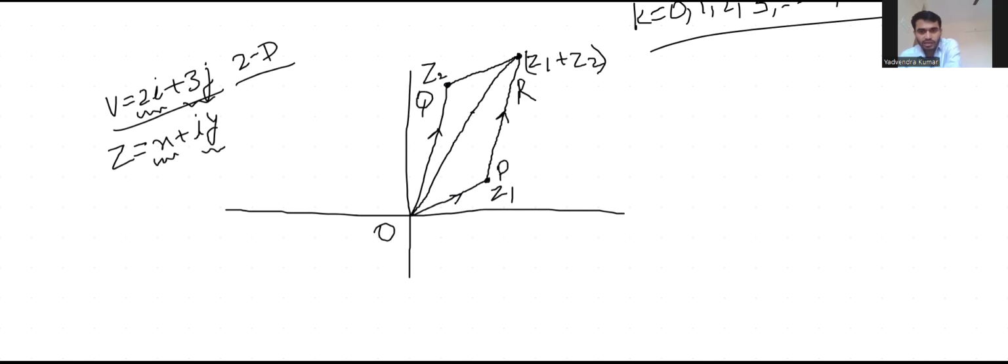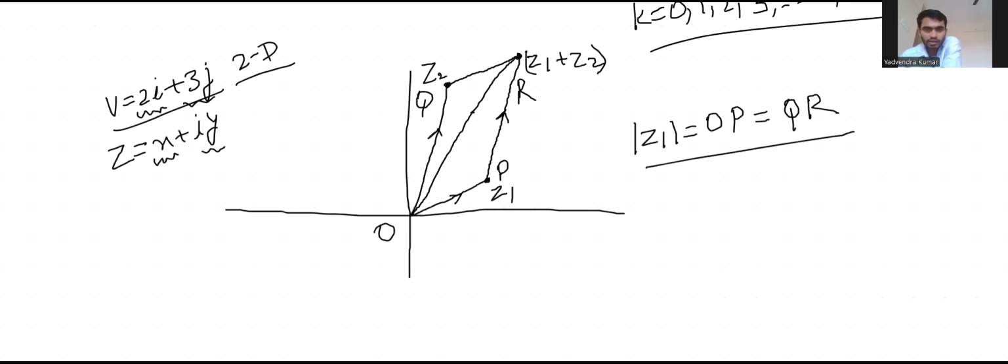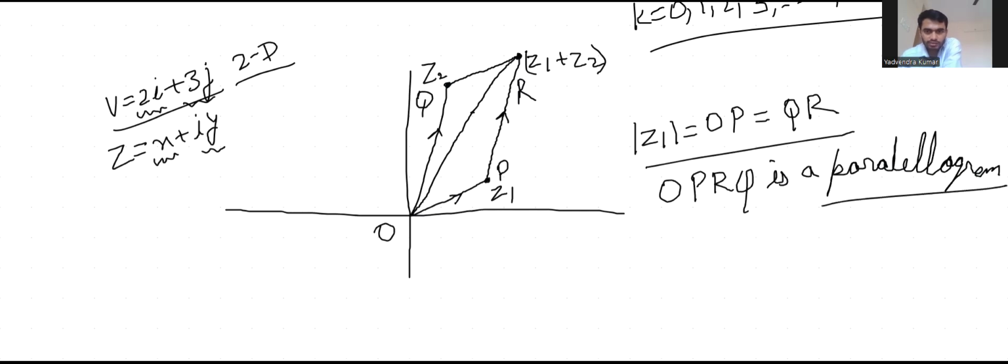So now you will understand that modulus of Z1 is actually the distance OP. And this distance OP is similar to the distance QR, right? Because OPRQ is a parallelogram, right?